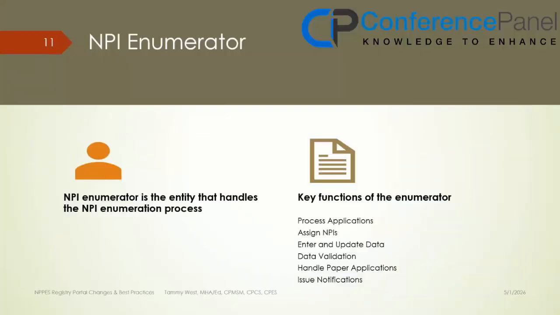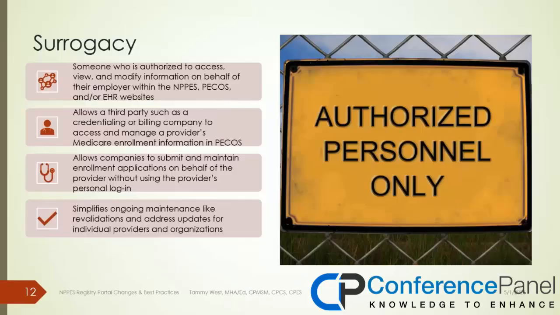Okay, going back to the NPI enumerator, the term refers to the entity that handles the National Provider Identifier enumeration process, which is the process of issuing the unique 10-digit NPIs to healthcare providers. Surrogacy for Medicare enrollment is a system that allows a third party, such as a billing or credentialing company, to access and manage a provider's Medicare enrollment information in the PECOS system.